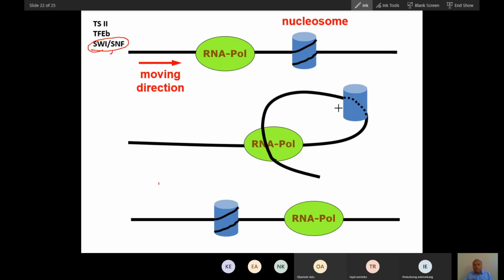Sometimes you see there are many mountains there. So what will happen? Sometimes RNA polymerase will get tired. So there are some proteins that help this RNA polymerase to progress through this unsteady, mountainous path. These proteins will help this RNA polymerase to progress through the mountainous path.